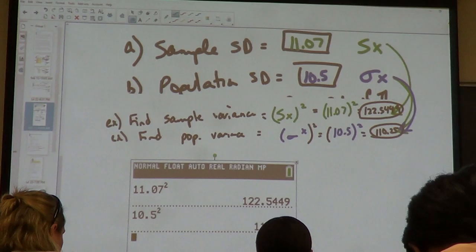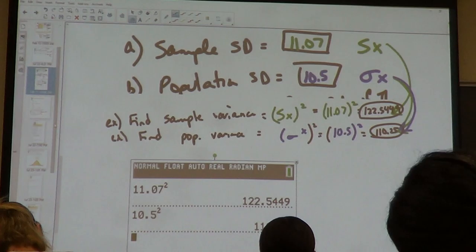The hardest part on this test is remembering what to do. But a lot of it is going to be stat edit, stat calc. You can get a lot from that.